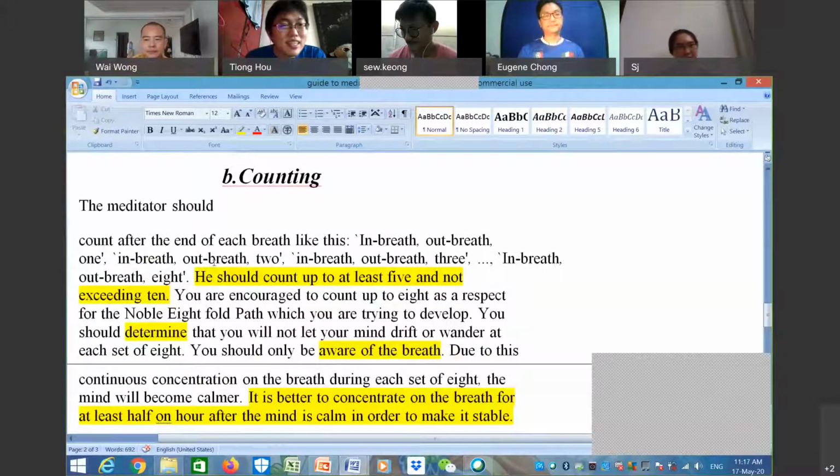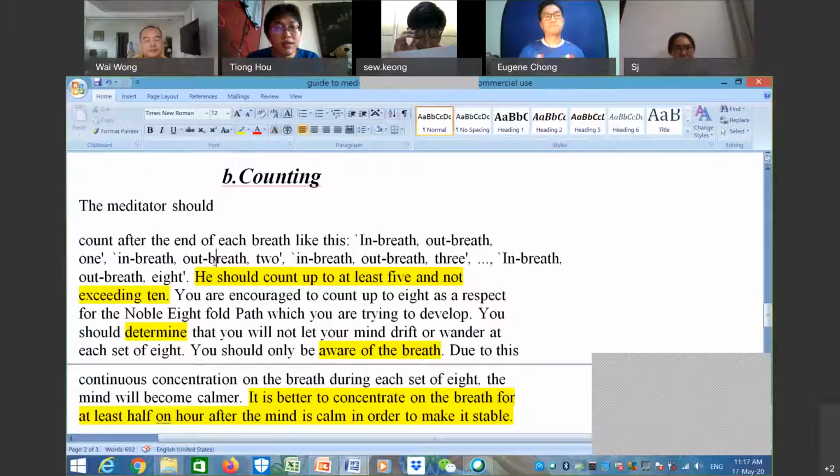Oh, sorry. The meditator should count after the end of each breath like this. In breath, out breath, 1. In breath, out breath, 2. In breath, out breath, 3. In breath, until in breath, out breath, 8. You should count up to at least 5 and not exceeding 10.